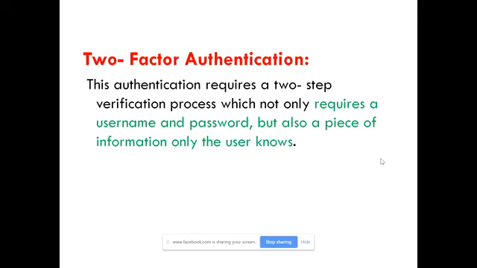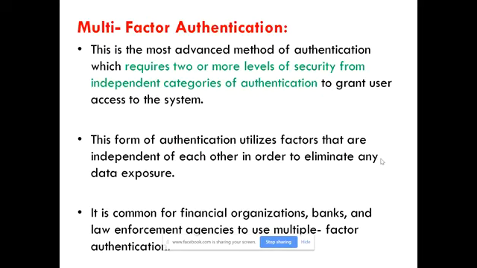Suppose they ask you what's your pet name or what's your birthday. They can ask you a confidential question, a unique question that can be used to achieve authentication in a two-step process. Then there's multi-factor authentication. This is the most advanced method of authentication, which requires two or more levels of security. The levels of security increase in this advanced type of authentication, and it is majorly used in big organizations, banks, and law enforcement agencies to make their authentication stronger.